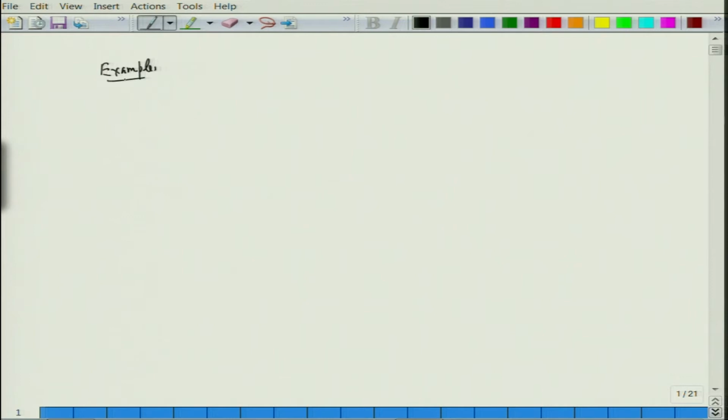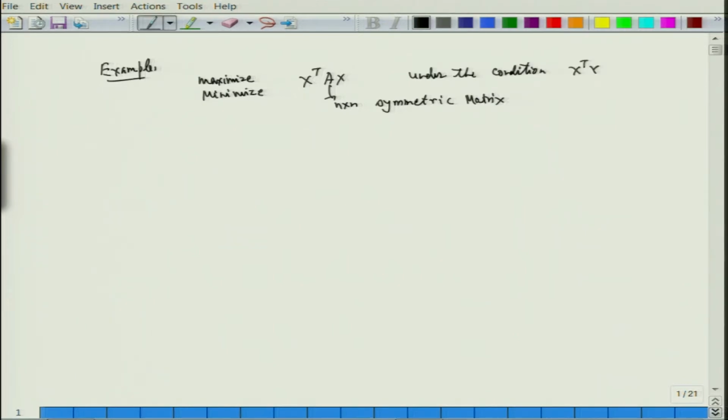So my question will be, I want to maximize or minimize x transpose Ax, where A is an n cross n symmetric matrix, under the constraint or condition that x transpose x is 1.